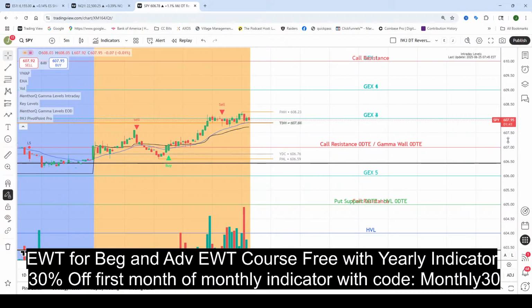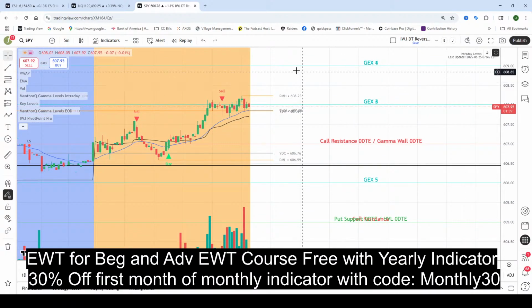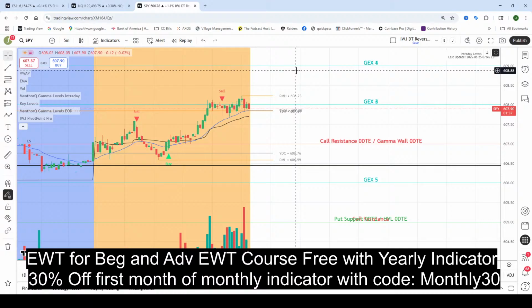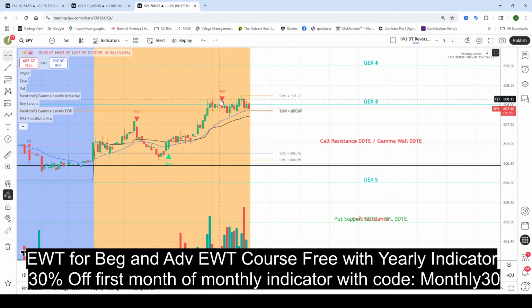We got about 12 minutes before the open. People always ask me, if you have the indicator, how do you know what you're looking for at the open or in general? It's just always the opposite of whatever this is. So this is a sell. So at the open, we'd be looking for a buy because there's only two things that can print.